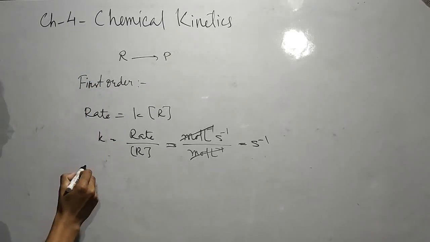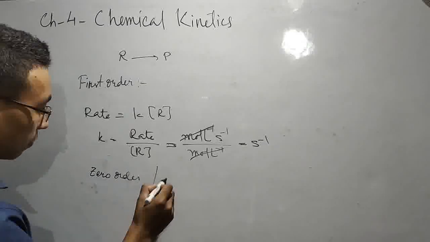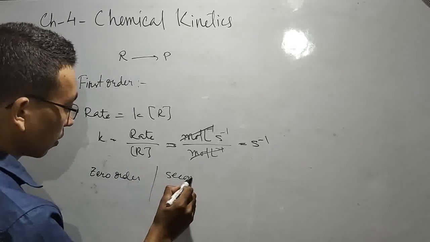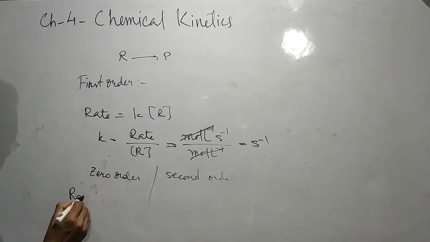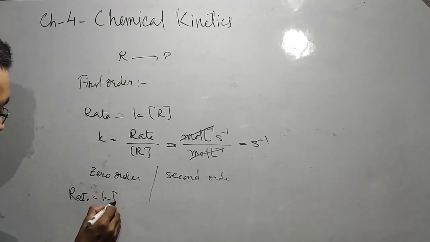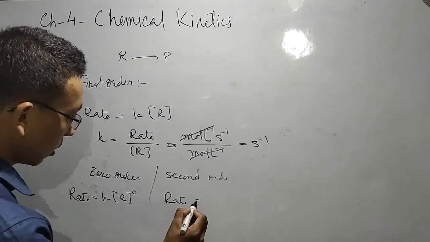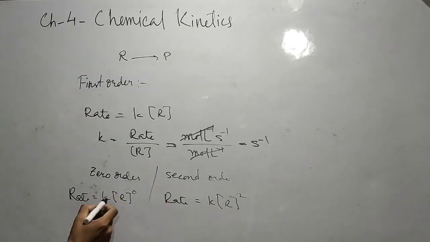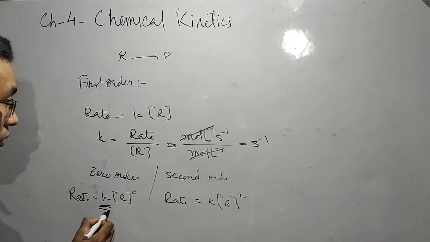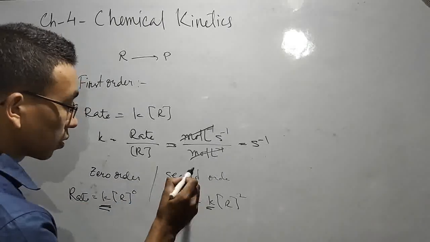Now I want you to find out for zero order and second order. For zero order, the rate will be equal to K[R]^0, and for second order the rate will be equal to K[R]^2. So you find out the unit of rate constant for zero order and the unit of rate constant for second order.